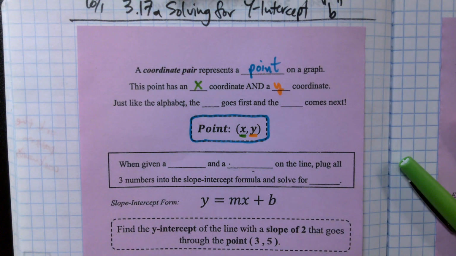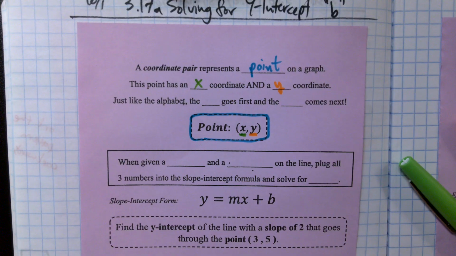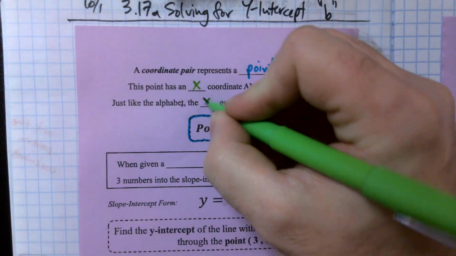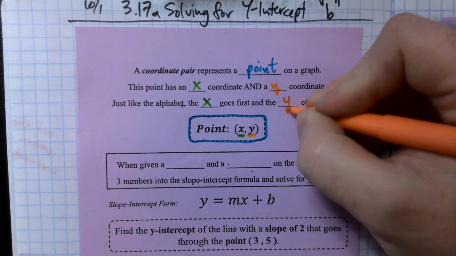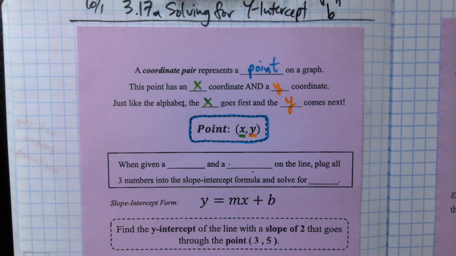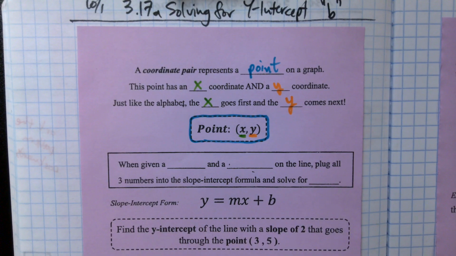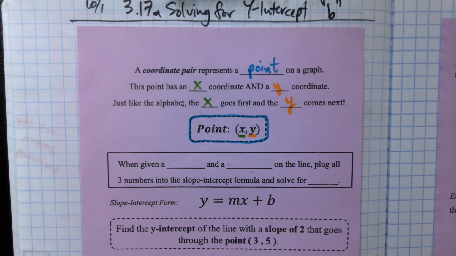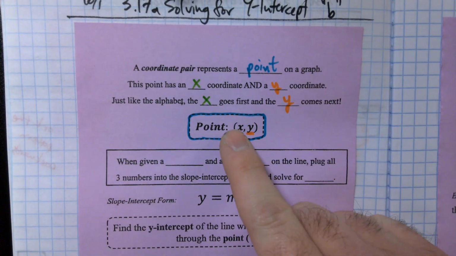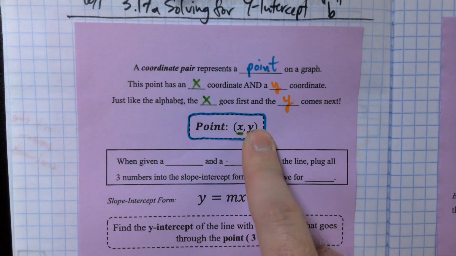Now, if I ever forget what number is x and what number is y, all you have to do is sing the alphabet, because the x is going to go first, and then the y is going to come right after that. A, B, C, D, E, F, G, H, I, J, K, L, M, N, O, P, Q, R, S, T, U, V, W, X, Y, Z. So if I have a point, my x goes right before my y.